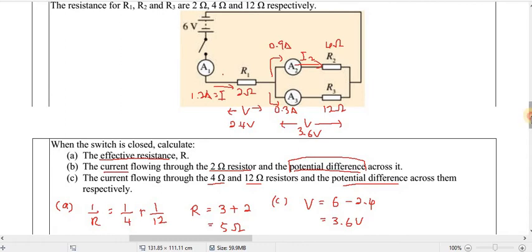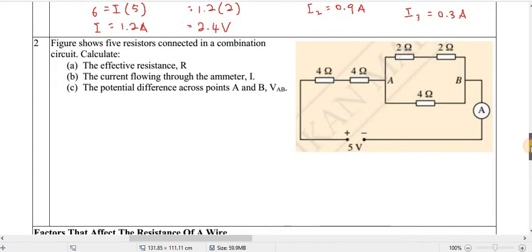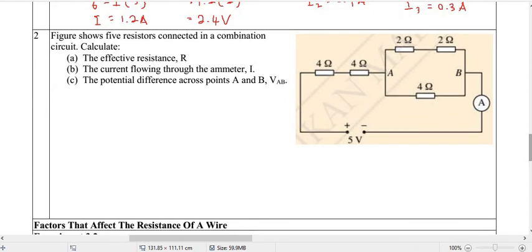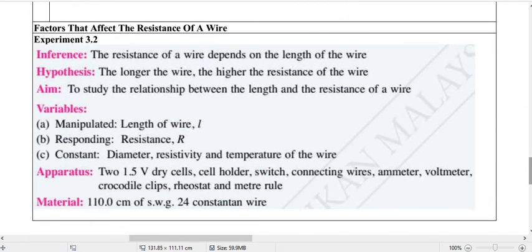If no question, in order to save time, I'm not going to discuss this number 2, because it is almost the same. So we will go to the factors that affect the resistance of a wire.